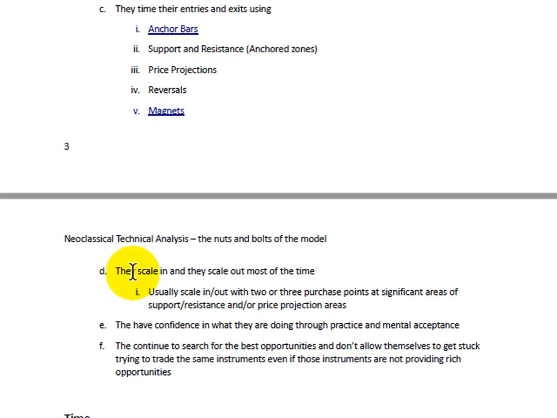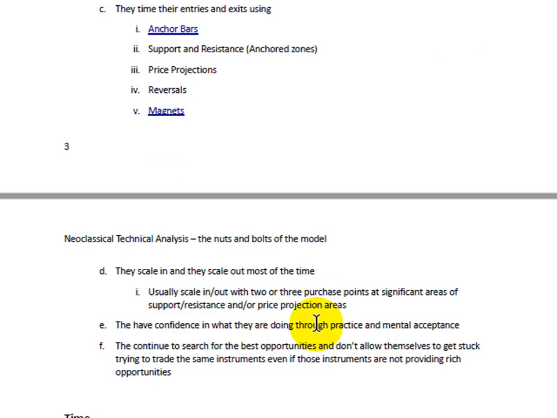A couple other things real quick, scale in, scale out. Most good traders do not trade everything at once. They don't buy everything at once. They don't sell everything at once. They usually scale in, scale out, two or three purchases. And they do it in such a way that they add value.